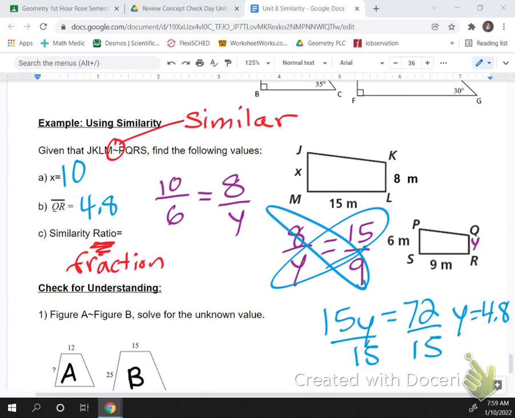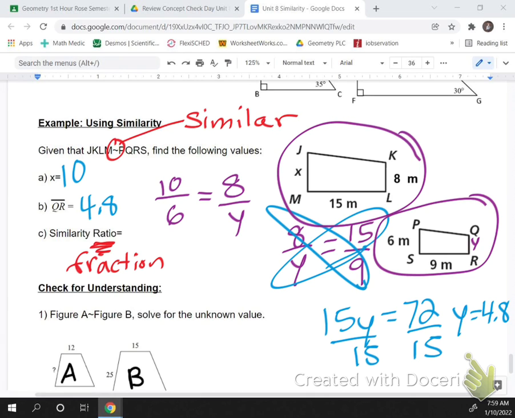Questions on how we make proportional equations and solve for unknowns? Not too bad. It's important that you identify corresponding sides. You probably already noticed in the review and in your homework, they're not always going to be in the same orientation. It might be rotated around, so you really got to look for those corresponding sides.